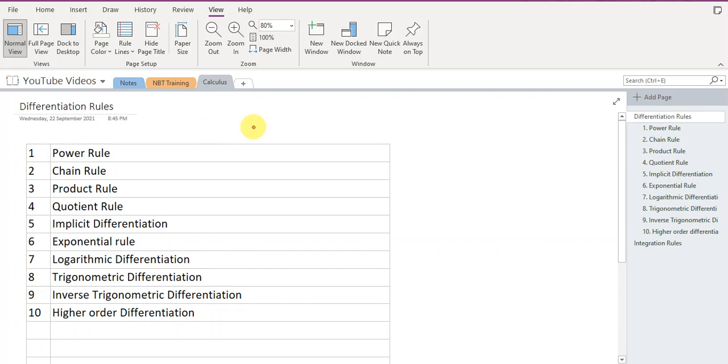Mustafa here. In this video we are going to learn about the different types of differentiation rules in calculus. So let us look at the different types of rules we get. Just to run through these, we get the power rule, the chain rule, product rule, quotient rule. As you can see here, we have 10 different types of differentiation that we're going to do. So let us get straight into the power rule.